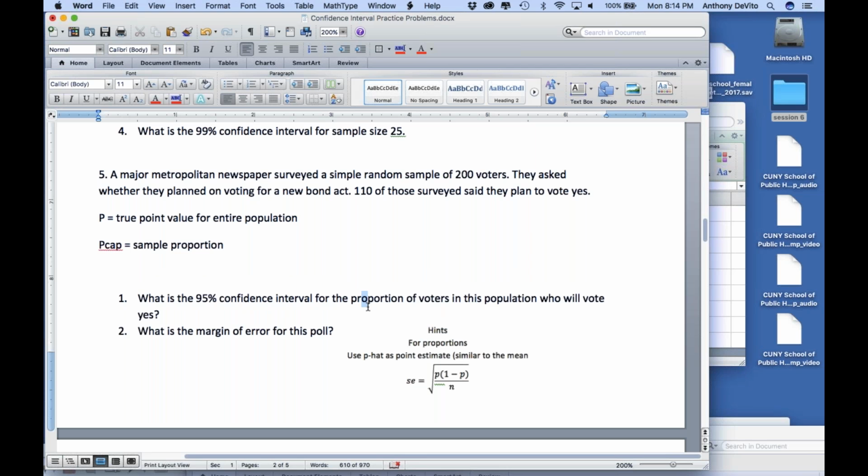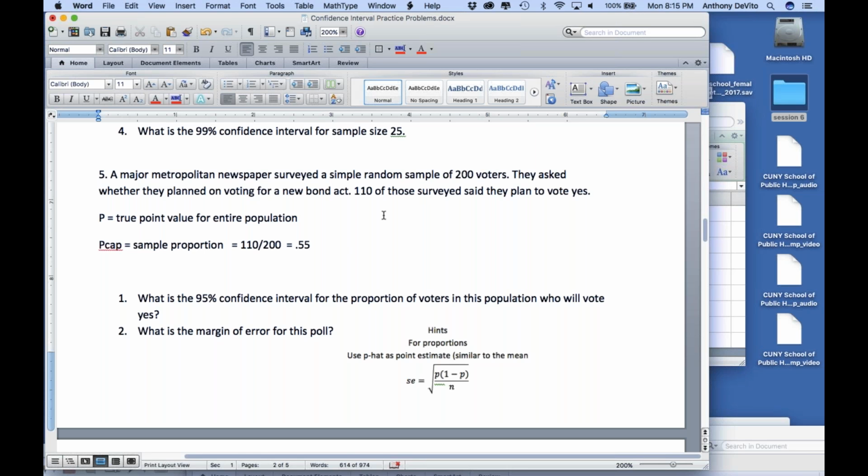So now, what's the 95% confidence interval for the proportion of voters in this population who will vote yes? Well, what is that proportion? 110 said they were going to vote yes out of 200. So what's P cap? It's equal to 0.55, right? 55% of the population says they're going to vote yes. Okay, so that's nice that that many are going to vote yes.